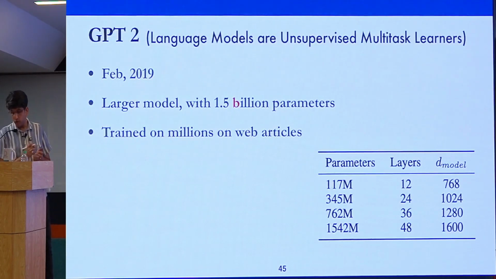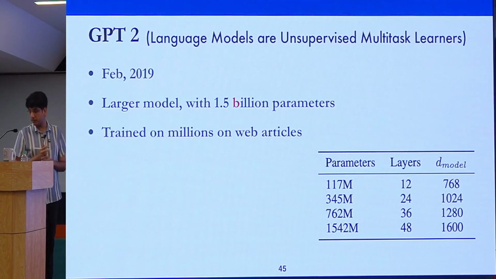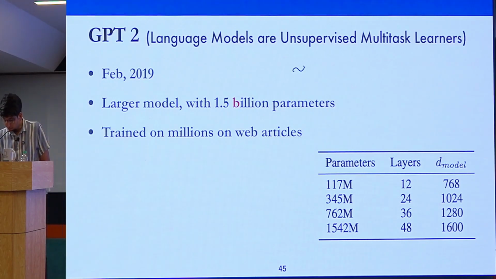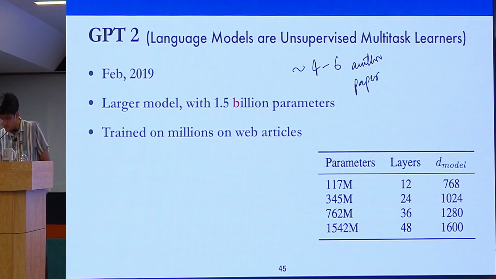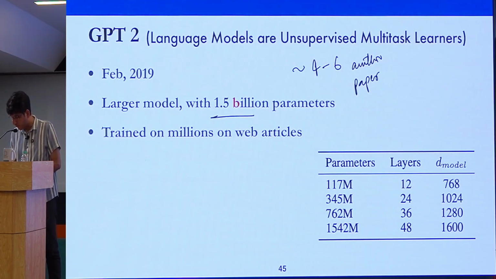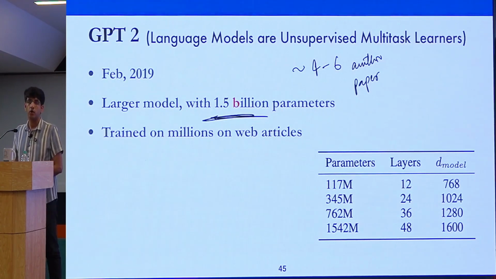So I think GPT-2 was when things got interesting. This is still, I think, maybe a 4 to 6 author paper, so still a nascent project within OpenAI. This is a larger model with 1.5 billion parameters, no more million, billion. So 1500-ish million parameters, 1.5 billion.